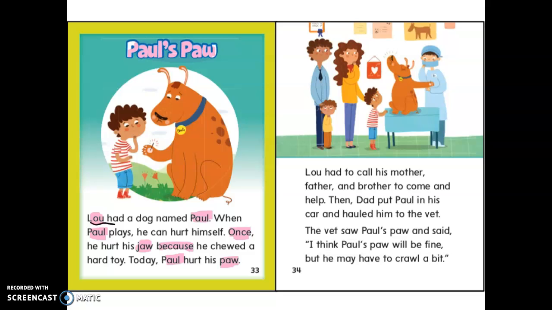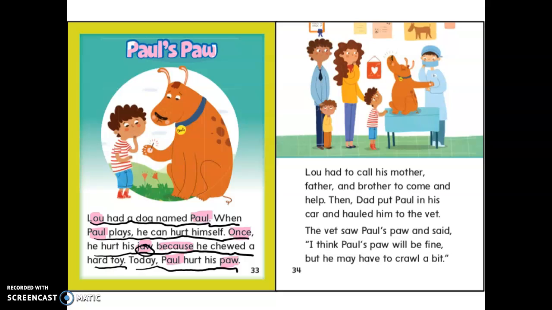Read. Lou had a dog named Paul. When Paul plays, he can hurt himself. Once he hurt his jaw because he chewed a hard toy, and a jaw is your mouth. Today, Paul hurt his paw. Oh no, poor Paul. Let's look at the next page.